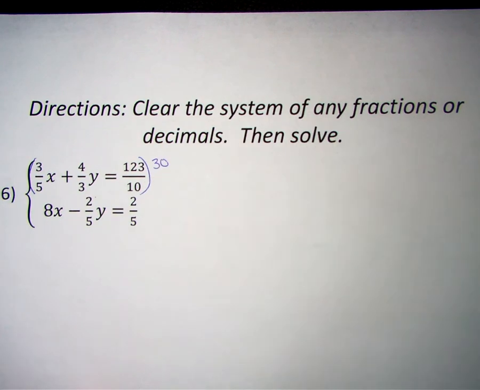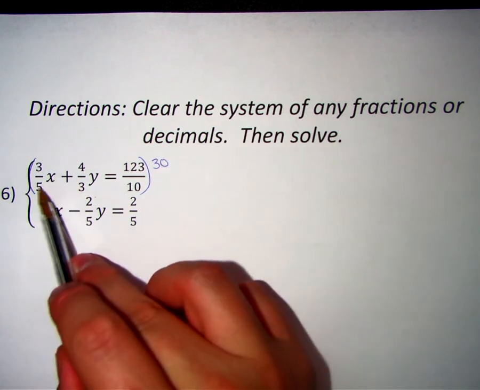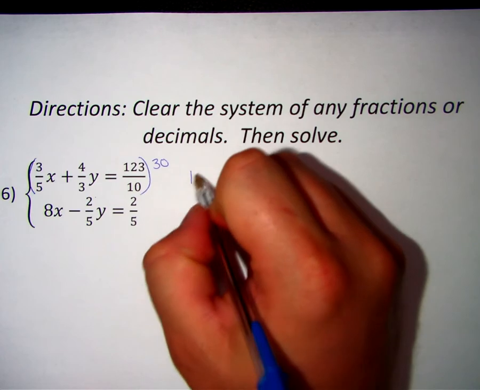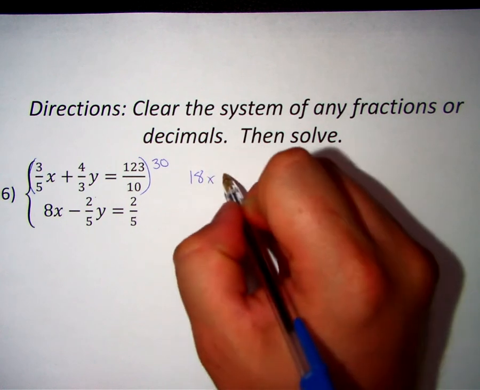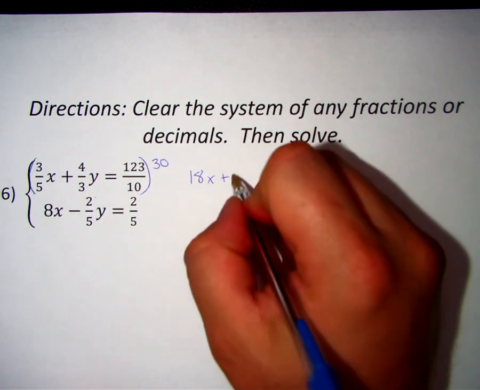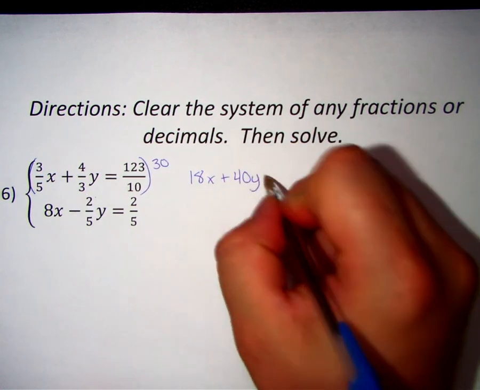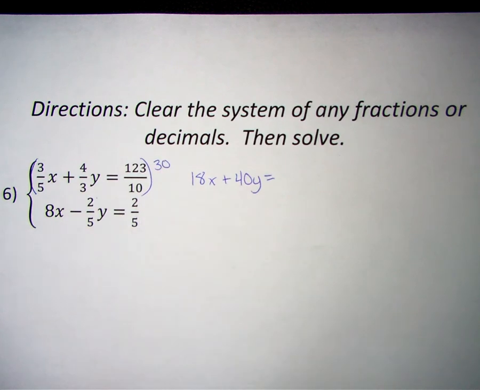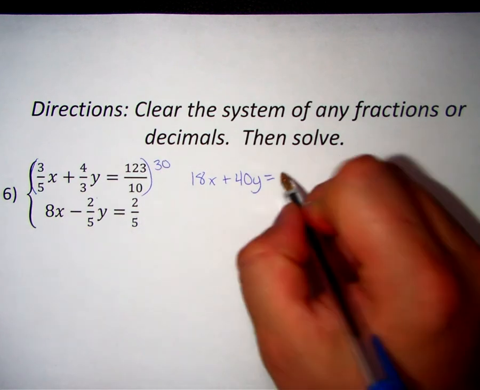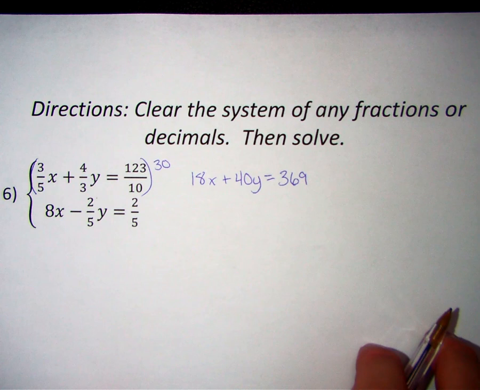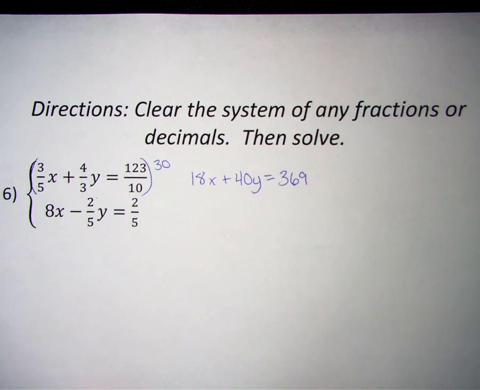So let's clean this up. 30 divided by 5 is 6, times 3 is 18x. 30 divided by 3 is 10, times 4 is 40y. 30 divided by 10 is 3, times 123 gives me 369. Again, that didn't take us very long to clean up the first equation so that we were dealing with all whole numbers.